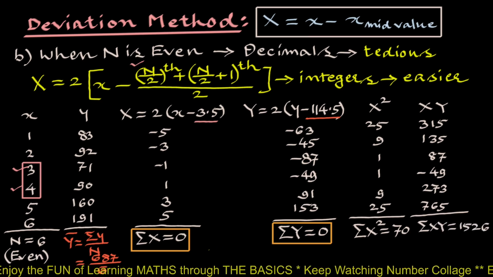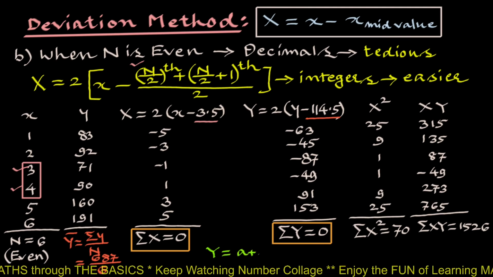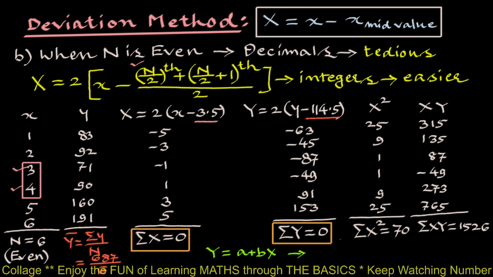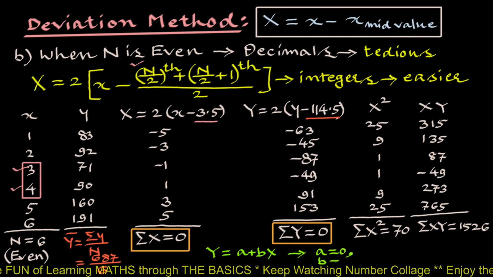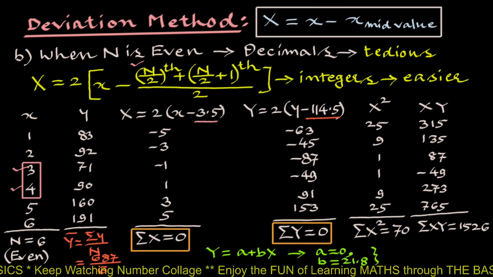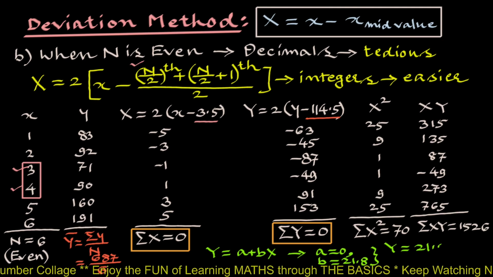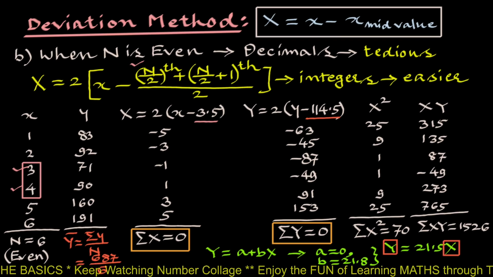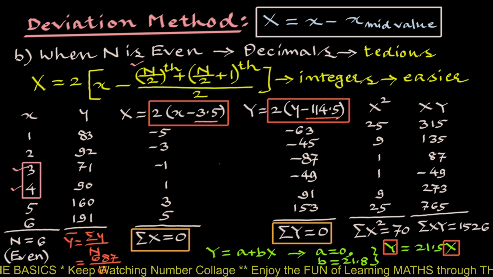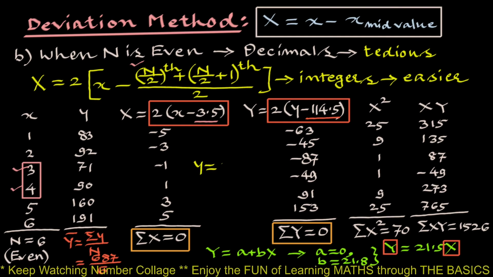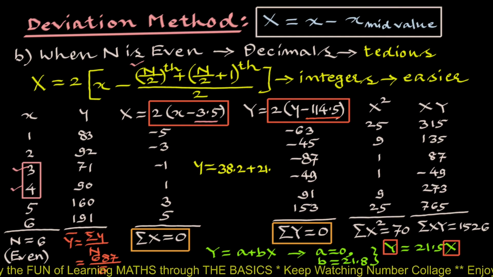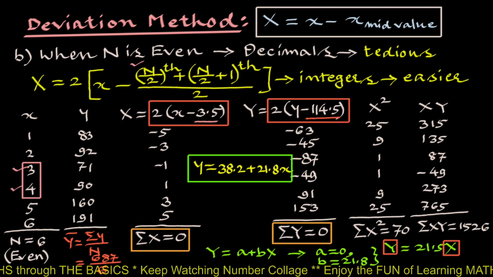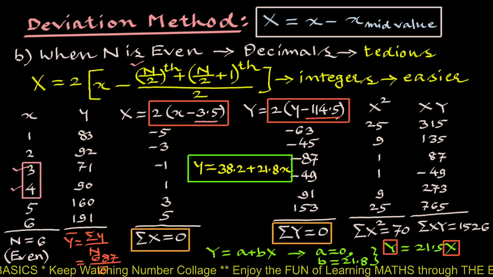We assume the equation of the line to be capital Y equals a plus b capital X. By doing further calculations as in previous examples, we get a equals 0 and b equals 21.8, and the equation of the line is Y equals 21.8X. After putting the values of y and x from here and simplifying, we get the equation of the line of best fit as y equals 38.2 plus 21.8x. I hope you have understood the importance of considering when n is odd and when n is even.